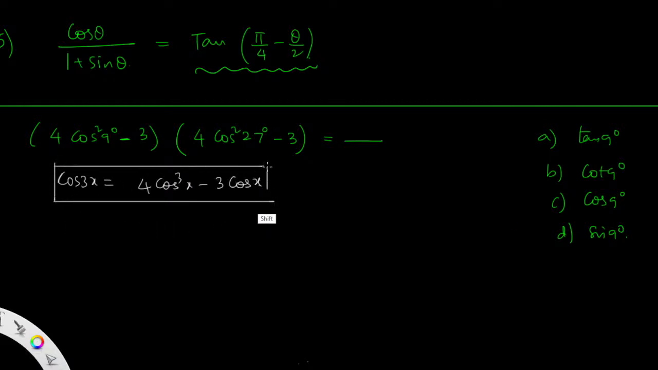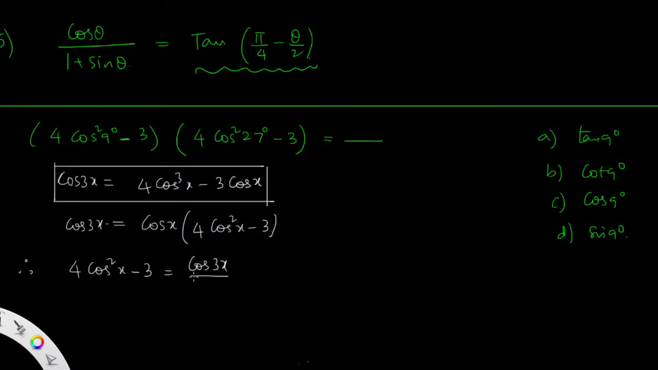By observing the question, we can write from this, taking cos x common here, then 4 cos square x minus 3, that is cos 3x. Therefore, 4 cos square x minus 3 can be written as cos 3x divided by cos x.